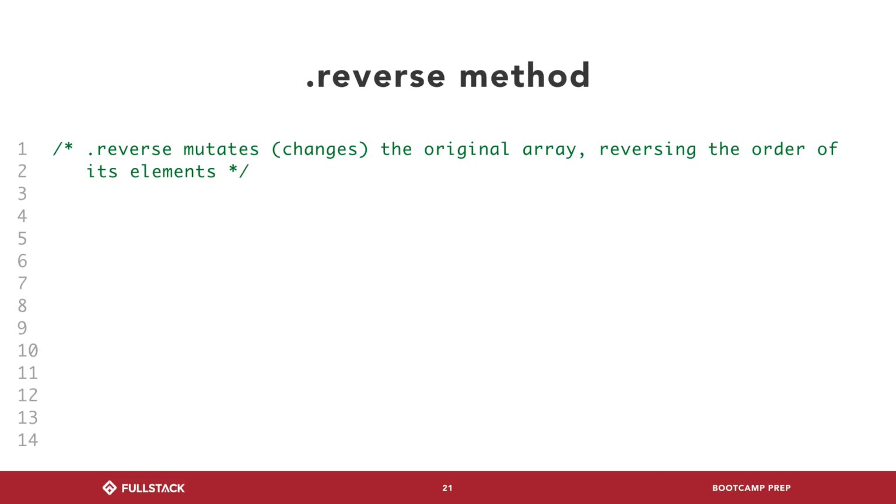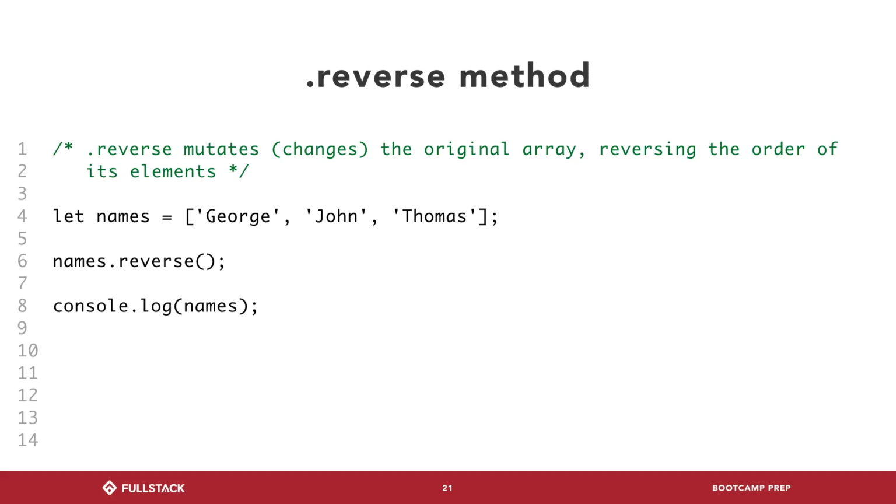Dot reverse does change the original array. So once again, be careful when you use it. And literally you just call names.reverse with empty parentheses because it doesn't take in any arguments. What it'll do is it'll just take that array and flip it on its head. Or rather, it reverses the original version of the array, right? So like dot push, like dot pop, this also changes the original array. So be careful when you use it.